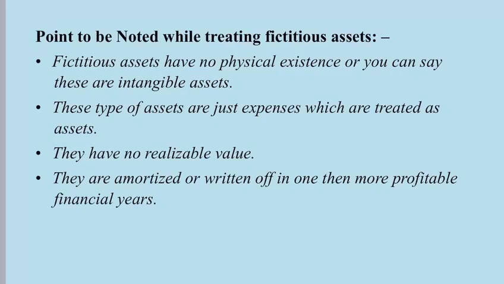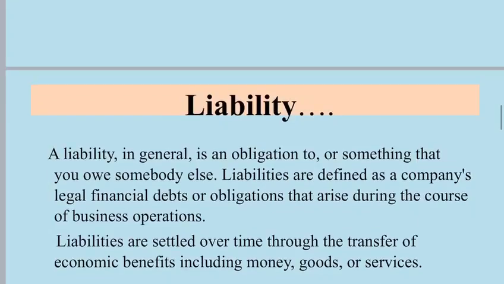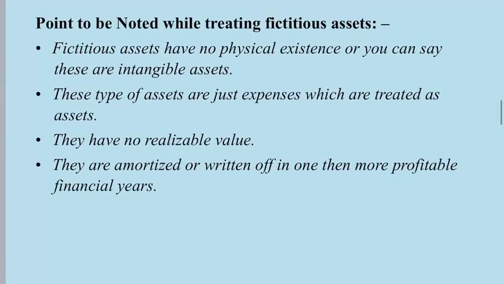They are amortized. Amortization is another word for depreciation. Depreciation is for physical assets and amortization is used for fictitious assets, which can be written off over one or more profitable financial years. So जितने सालों के लिए बेनिफिट जा रहा है उस पर्टिकुलर एक्सपेंडिचर का उतने सालों में उसे राइट ऑफ किया जाता है, right. This is all about assets.